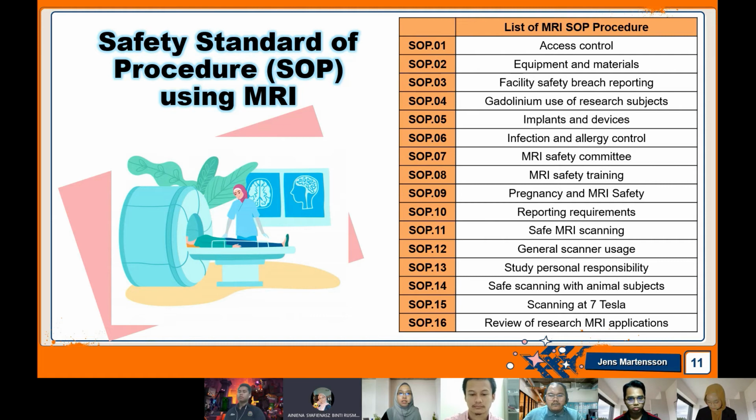As you can see in the slide, there are 16 listed SOPs for MRI, including the SOP for access control, SOP for equipment and material facility safety breach reporting, gadolinium use research subject. Next is SOP for implant and device, infection and allergy control, including the SOP for MRI safety committee, MRI safety training, pregnancy and MRI safety, reporting requirements, safety MRI scanning, general scanner usage, study personnel responsibility, SOP for safe scanning with animal subjects, scanning at 7 Tesla, and the last is the SOP review of research MRI application.